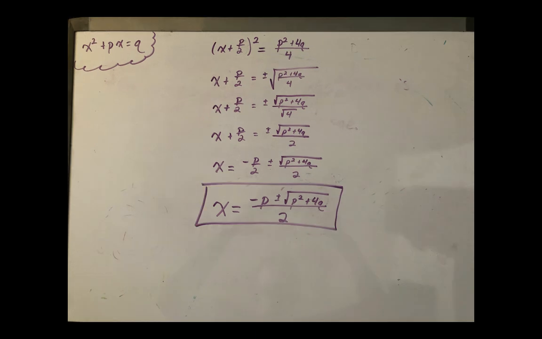And that's our final answer here. Because there's nothing else that we can simplify, we've got x alone on the left-hand side, no x's on the right-hand side, and so this can be used as a general formula anytime that you have a quadratic equation in the form x squared plus px equals q. The solution is x equals negative p plus or minus the square root of p squared plus 4q over 2. Ta-da!